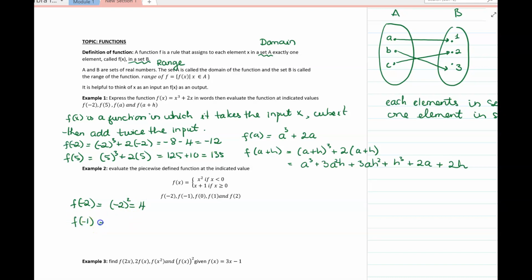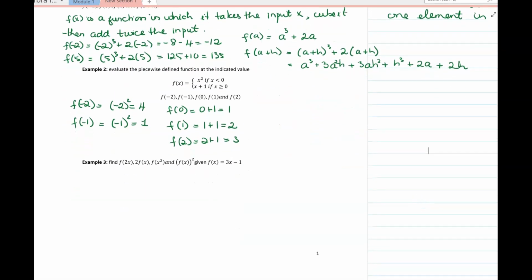f of negative 1, that is negative 1 squared, that equals 1. f of 0 equals 0 plus 1, that makes 1. f of 1 equals 1 plus 1, that equals 2. And f of 2 is equal to 2 plus 1, that makes 3. In the next function, we want to find f of 2x, 2 times f of x, and f of x quantity squared.